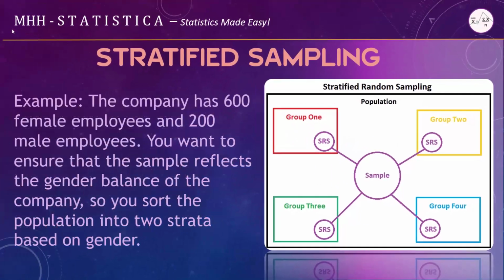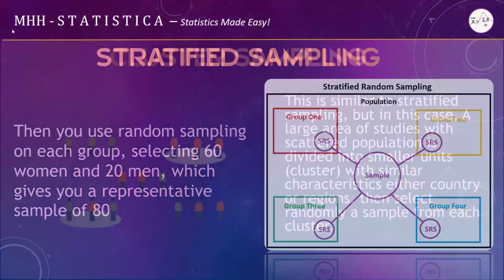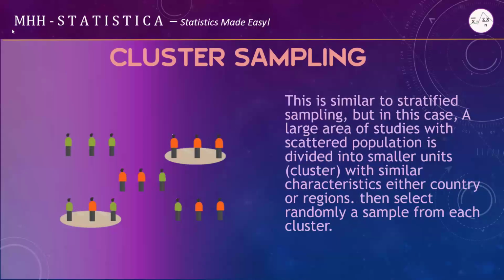Another example of stratified sampling: assuming the company has 600 female employees and 200 male employees. You want to ensure that the sample reflects the gender balance of the company. So you sort the population into 2 strata based on gender. You use random sampling on each group, selecting 60 women and 20 men, which gives you a representative sample of 80. The last one is cluster sampling.